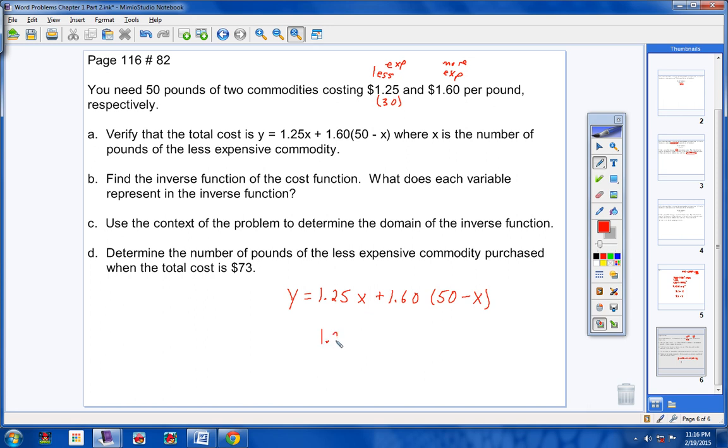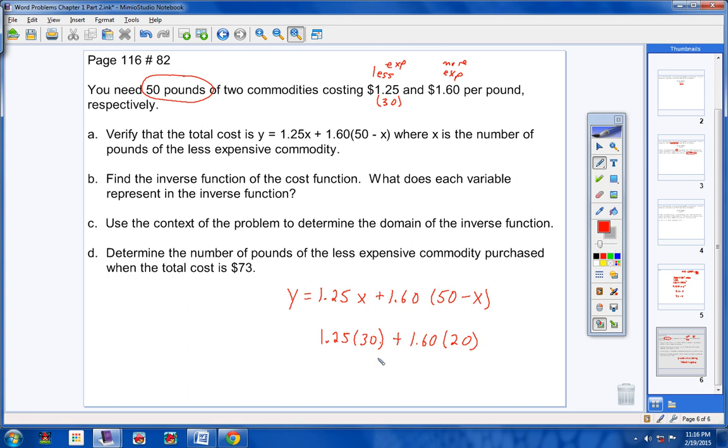So we have $1.25 times what right here? 30. That looks really good, doesn't it? I mean, if we're going to have 30 pounds of the less expensive commodity, then we should multiply 30 times $1.25 plus we have $1.60 times, now look what they have here, 50 minus x. Well, your x is 30, 50 minus 30 is 20. That's exactly right, guys. Look, if the lesser expensive commodity is 30 pounds, then we know the more expensive commodity is 20 pounds, because you're buying how many total pounds? 50.